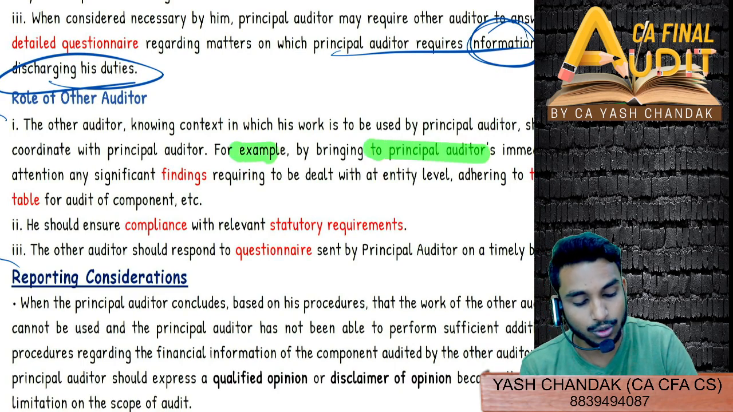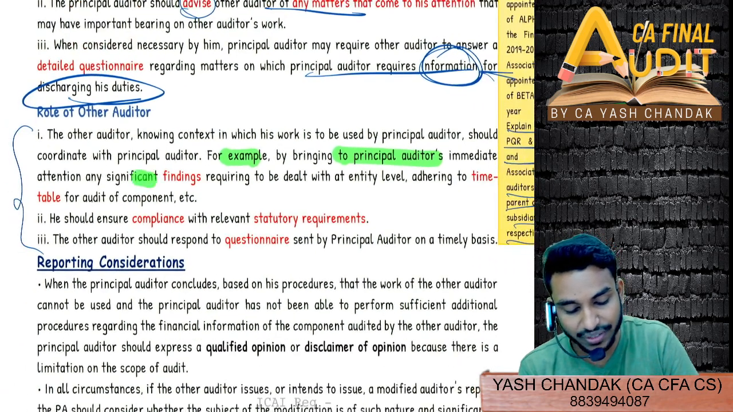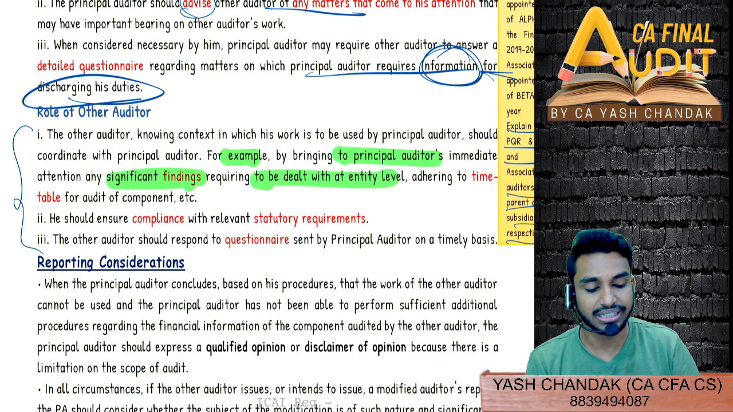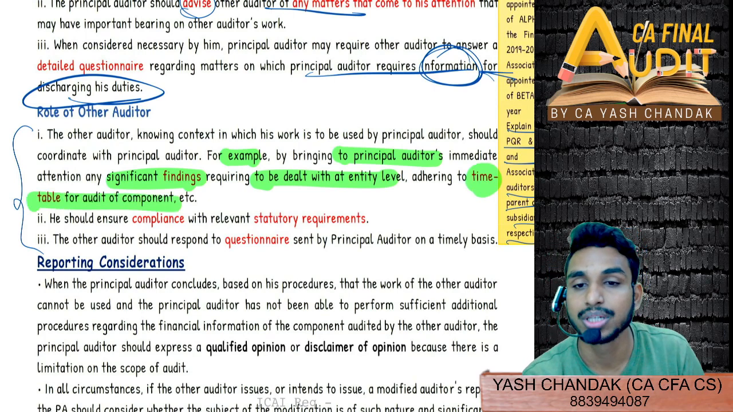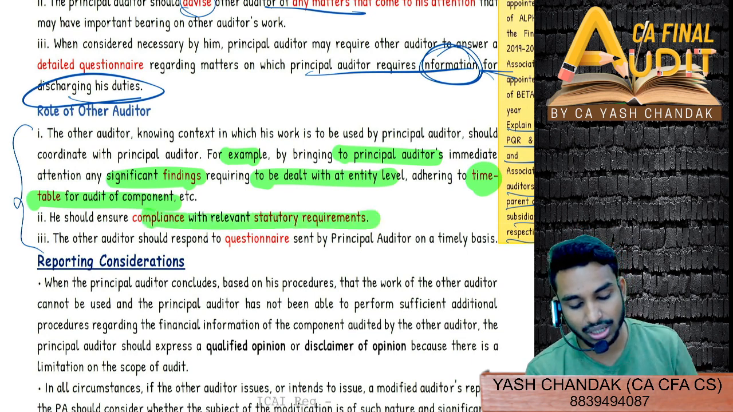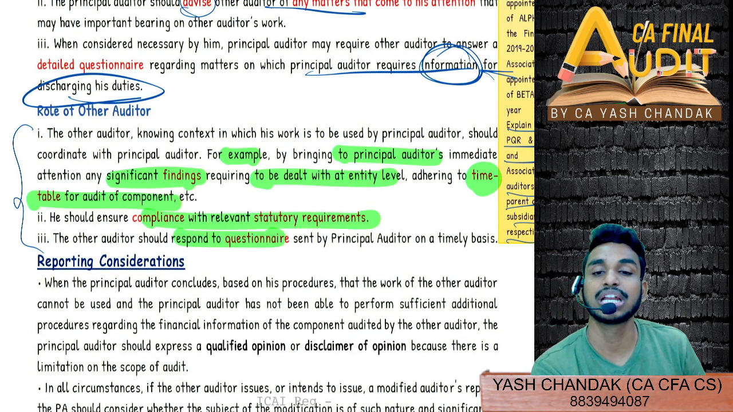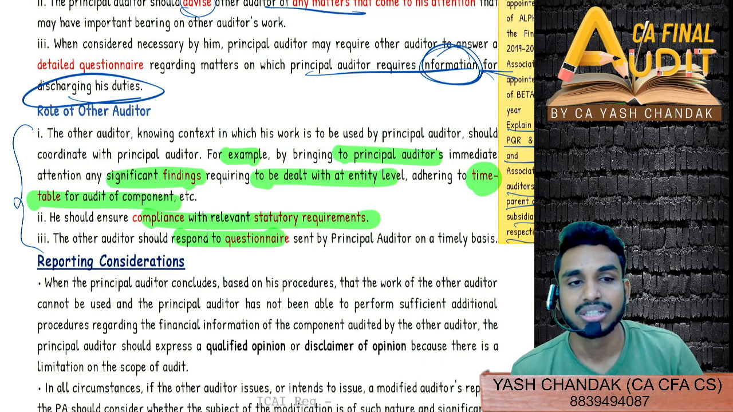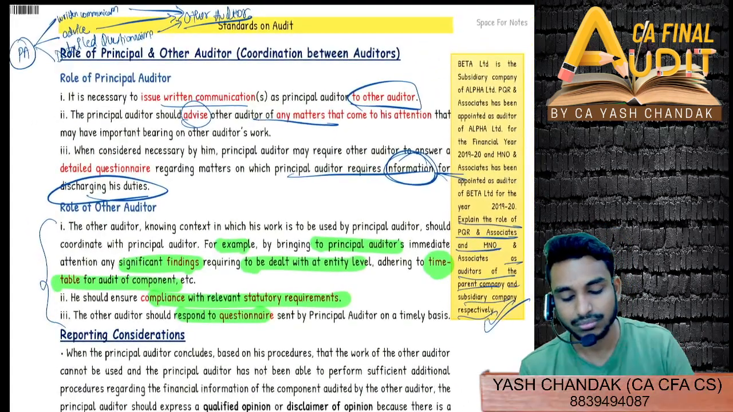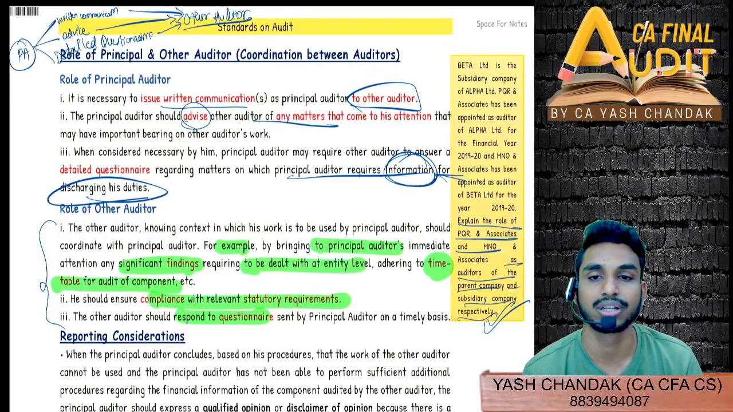For example, bringing to the principal auditor's immediate attention any significant findings to be dealt with at entity level, adhering to the timetable for the audit, that is completion of the audit on time, compliance with all the relevant statutory requirements, and responding to the detailed questionnaire sent by the principal auditor. These all will be what? Role of other auditor. So it's very simple. Just go through it once again. Role of principal auditor and role of other auditor.